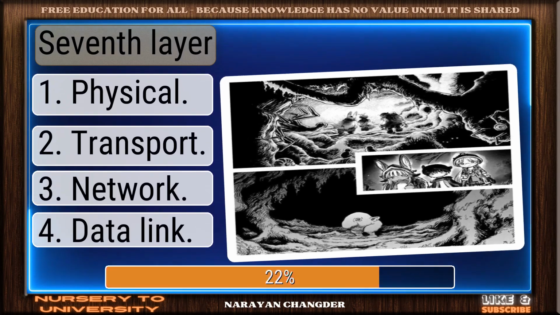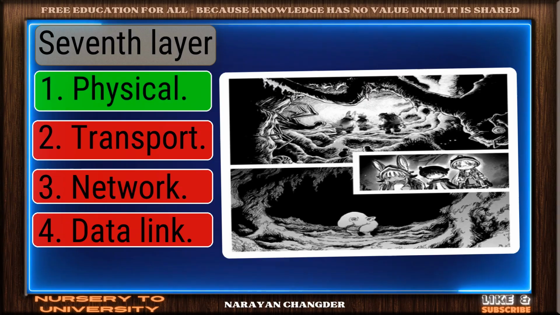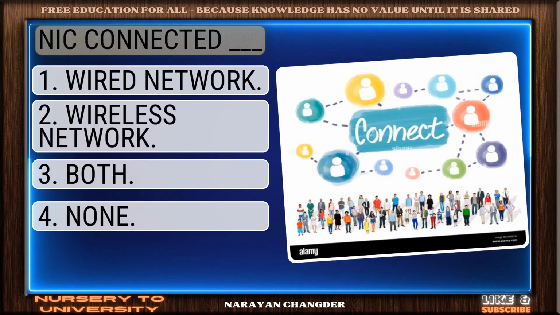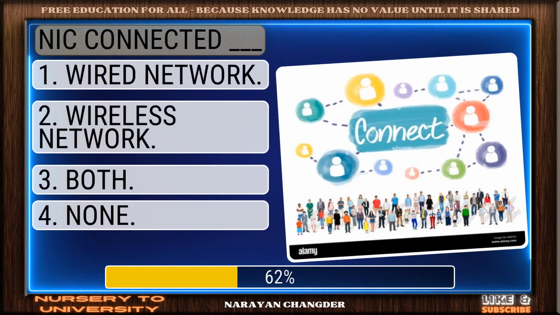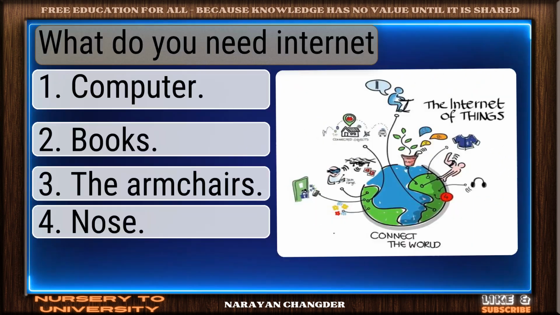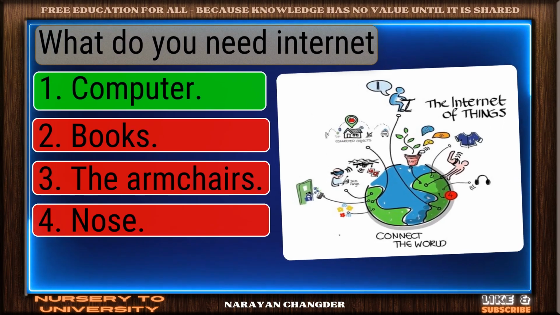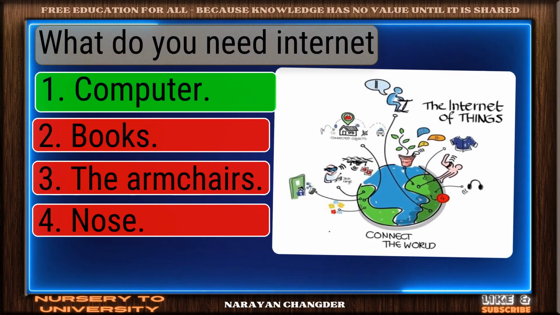Seventh layer. Great thinking. Physical is right. NIC connected dash. Right choice. Both is best. What do you need, internet? Nice work. Computer fits perfectly.